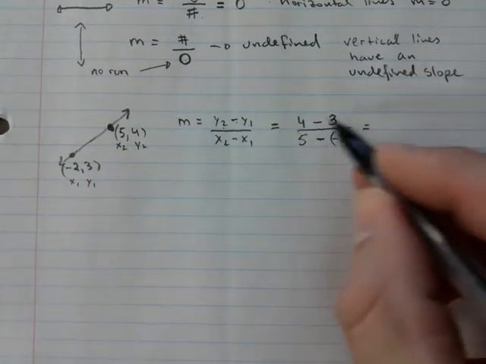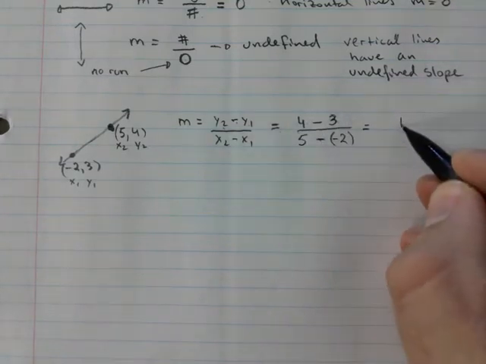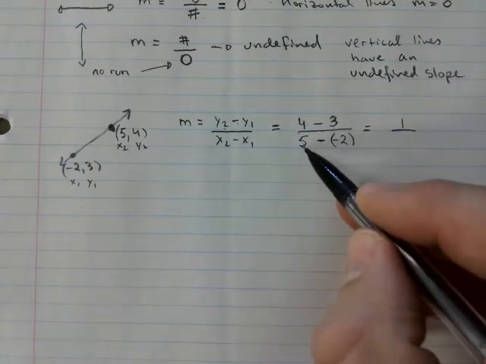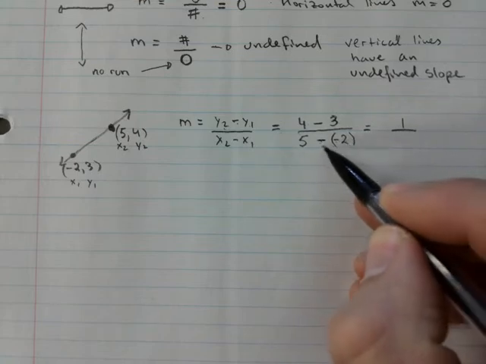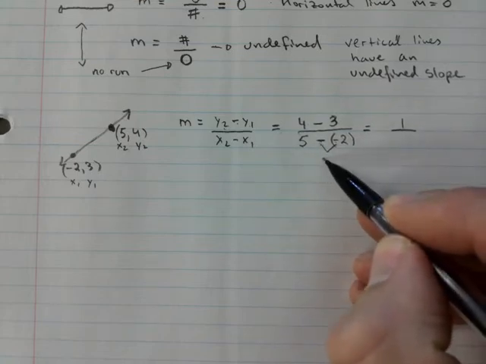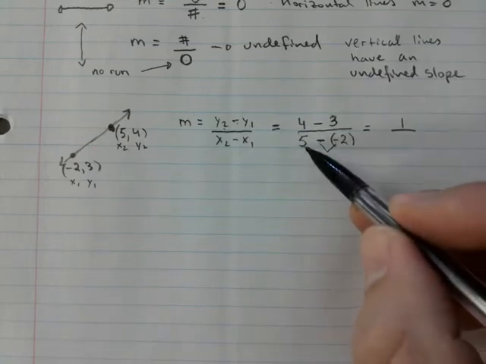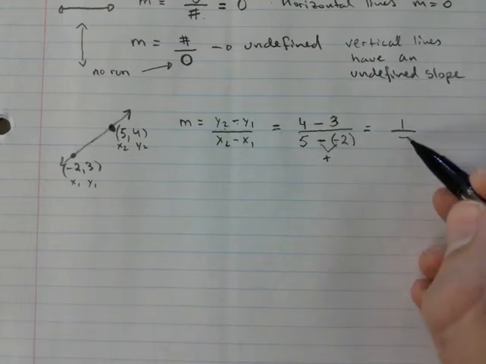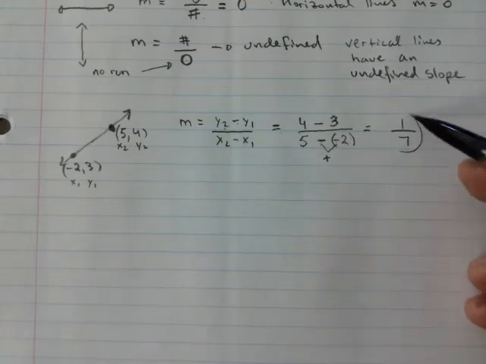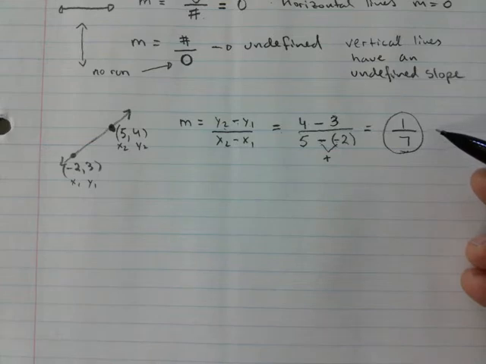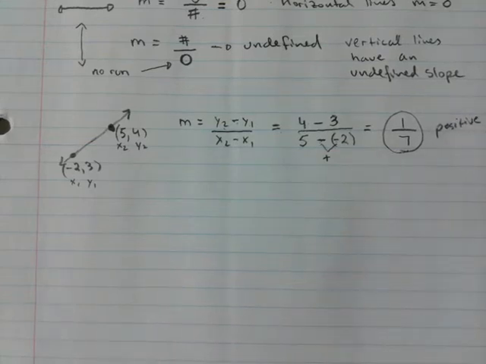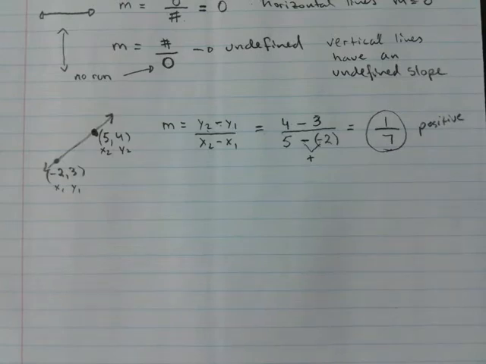And so 4 minus 3 is 1. 3 minus -2, it's actually what? Positive, right? 5 plus 2 is 7. So this is your slope, and it's positive. It's a positive overall. You're rising 1 and you're running 7.